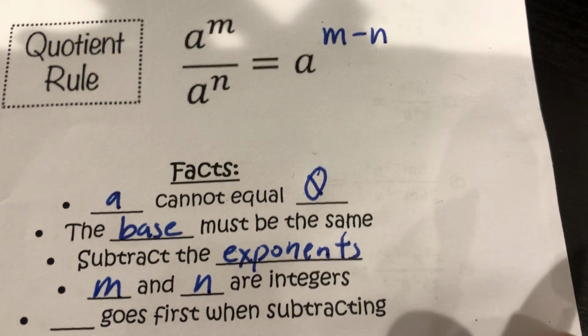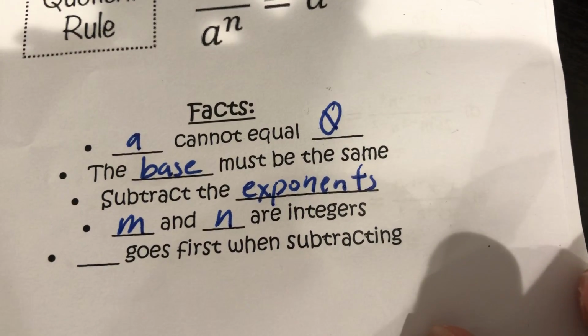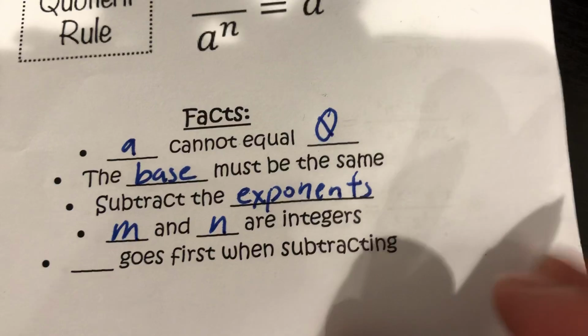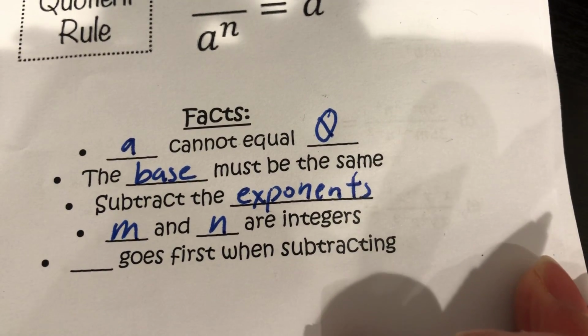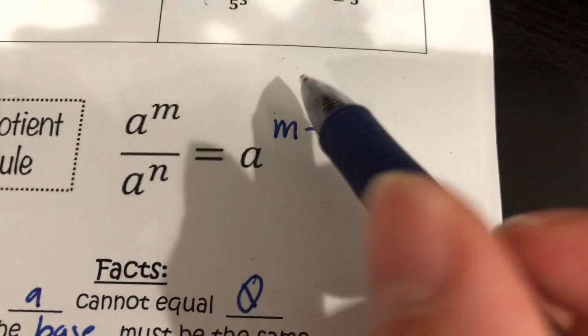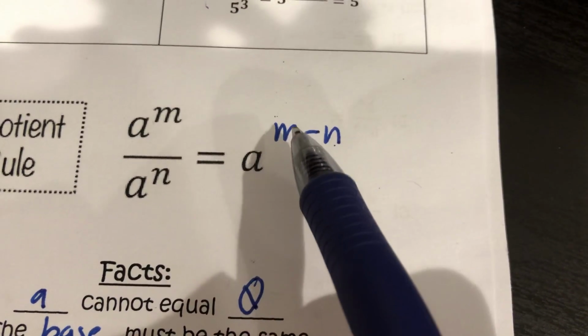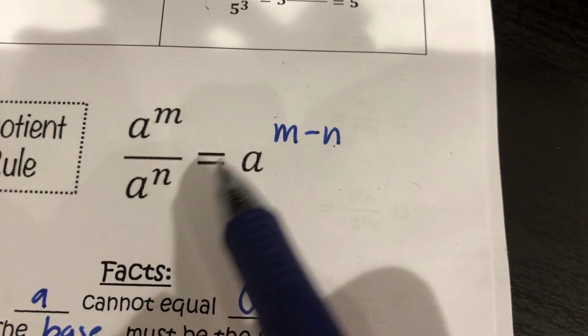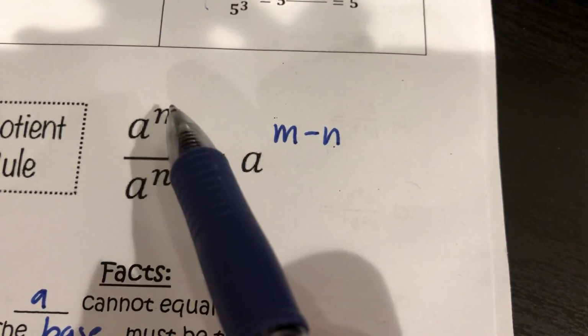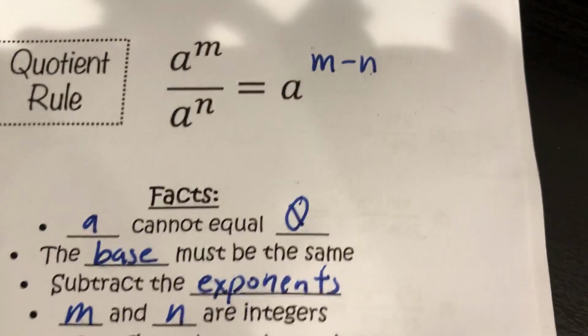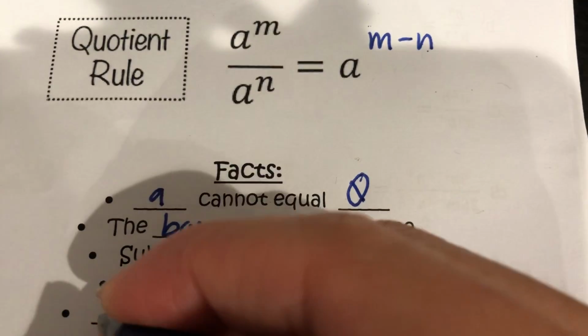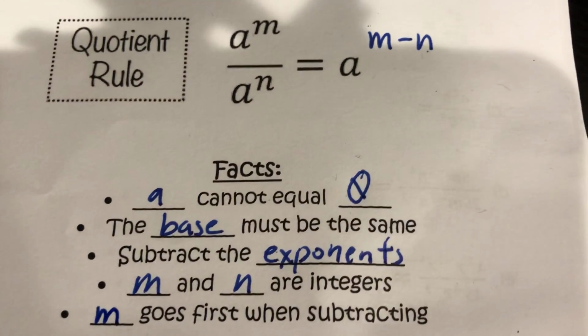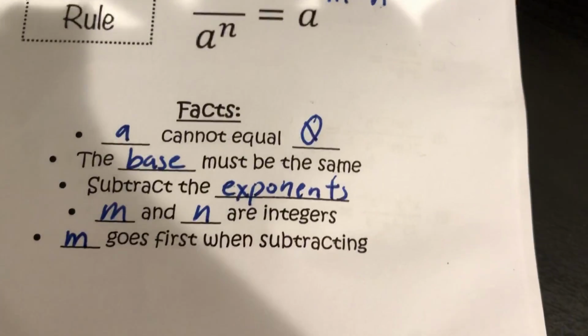And the last line, blank, goes first when subtracting. What do you guys think this one is? Which one's going to go first when I'm subtracting? The number on top or the number on the bottom? That's correct. The number on top goes first. So notice that m is going to be the exponent on top. M goes first when subtracting.